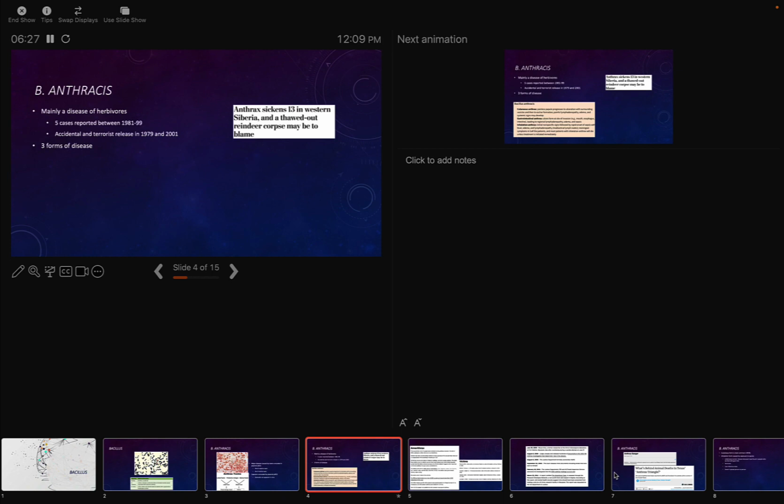Well, these spores can remain viable in the environment for an indefinite period of time. And so this headline, anthrax sickens 13 in Western Siberia, and a thawed-out reindeer corpse may be to blame. Well, reindeer are herbivores. Reindeer are susceptible to anthrax. And so there are, apparently in Siberia, reindeer scattered throughout the permafrost, right? Reindeer corpses. And with climate change, as the global temperatures rise, in some of these areas, the permafrost begins to thaw. The spores can become aerosolized and be inhaled by people who come by.